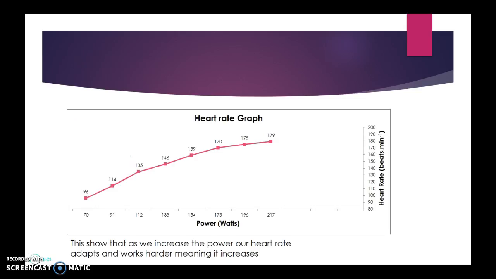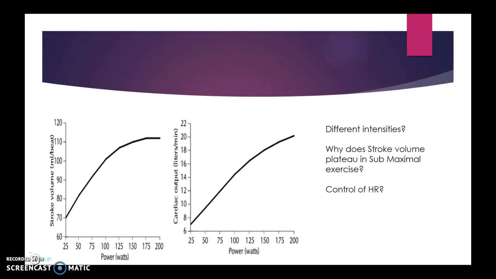By looking at the graph, we are able to see that the heart rate increases with power. This is due to the heart having to work harder to pump blood out to the muscles during the exercise. The higher the power, the harder the heart has to work, meaning the beats per minute increases. We can also see this in the cardiac output and the stroke volume graphs, which are here.